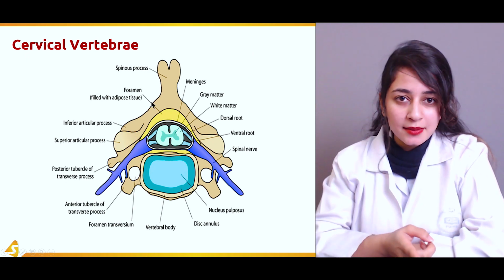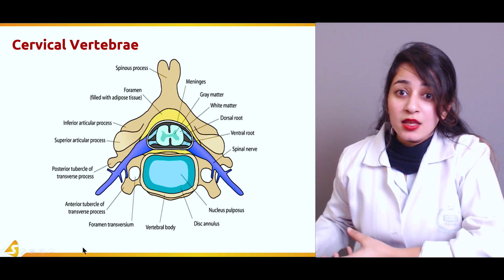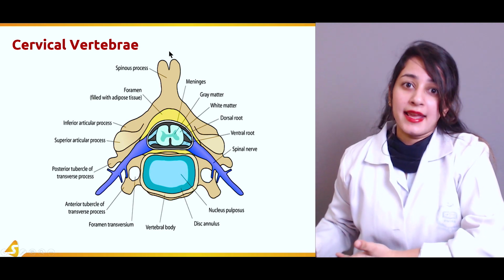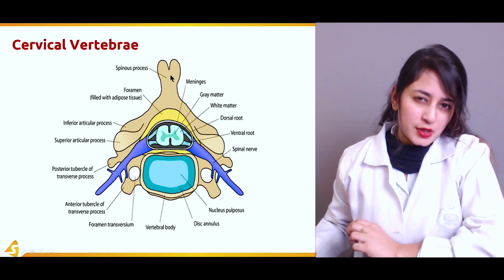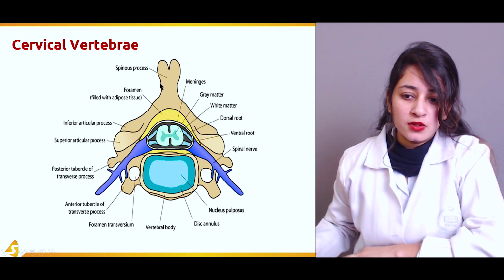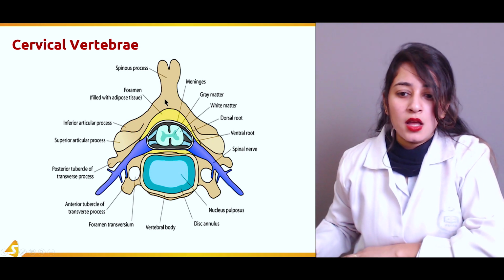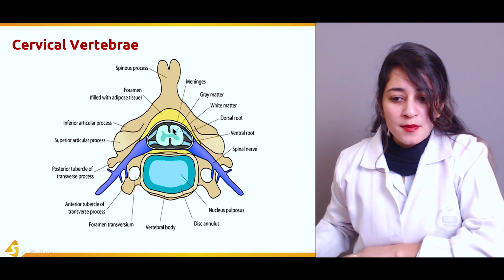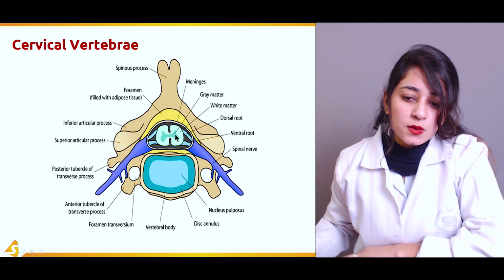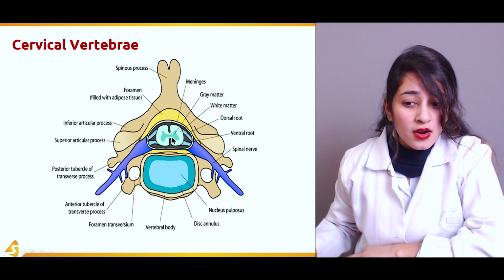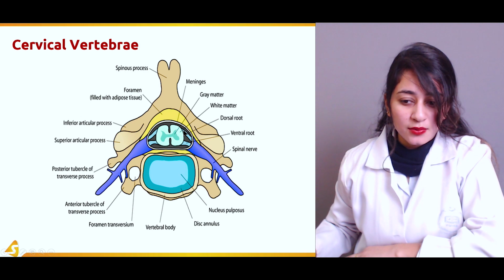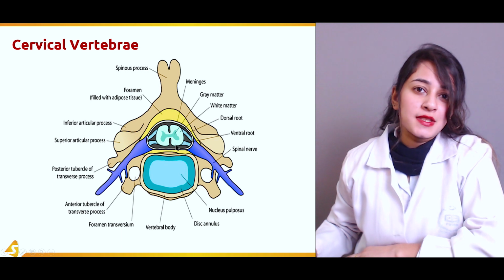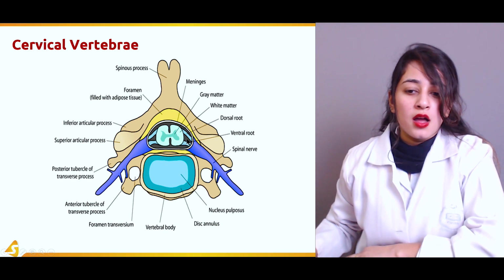This one is your cervical vertebra, which is present in your neck. Let's see what we have in the neck. Here we have the spinous process. Every vertebra has this process, but here it's bifid. That's the difference. We have the foramen here, the meninges, and this one is your spinal cord. Inside we have the gray matter, then the white matter outside. Here are the dorsal root and ventral root of the spinal nerve. The spinal nerve passes through this foramen.